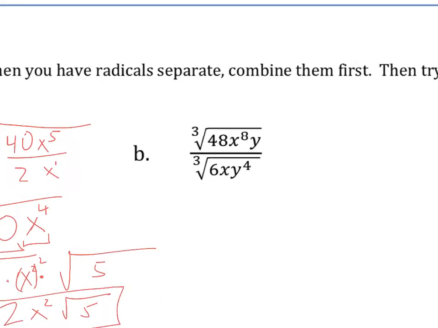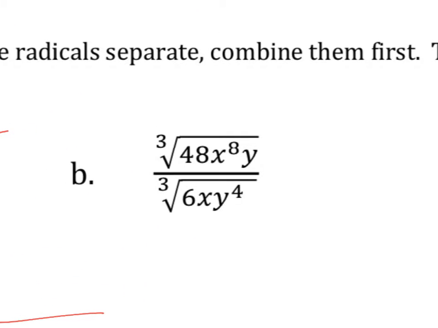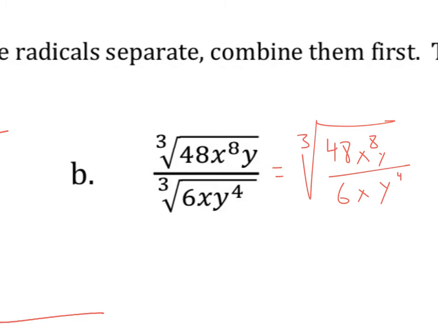Now, we want to do the same thing here. Again, it's a good idea. They're both cube roots. Notice that. They're both the same index. So we can put them together under one radical. And we'll cancel what we can. Might not be everything. But 48 and 6 can cancel. 6 times 8 is 48. X to the 8th divided by x to the first. We subtract the exponents. That's x to the 7th.